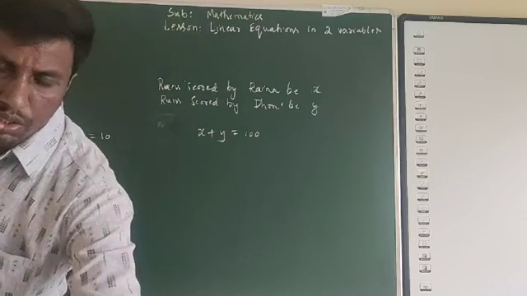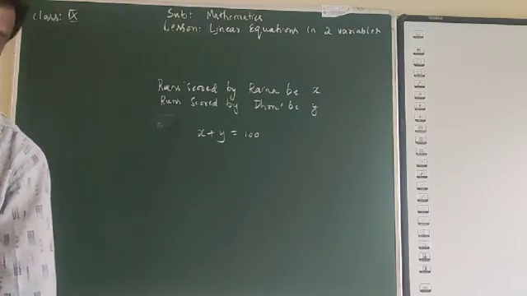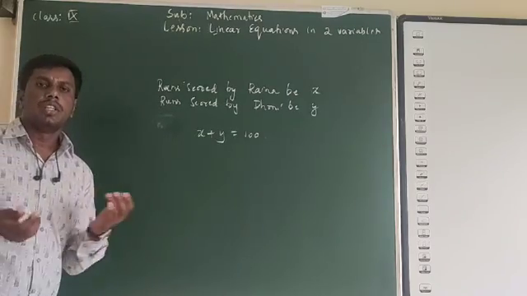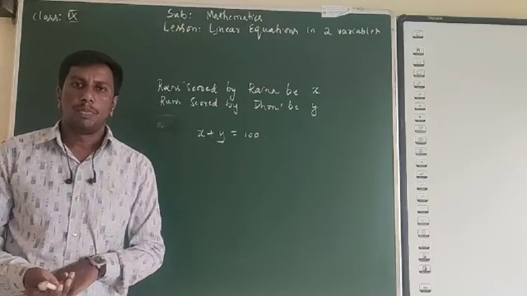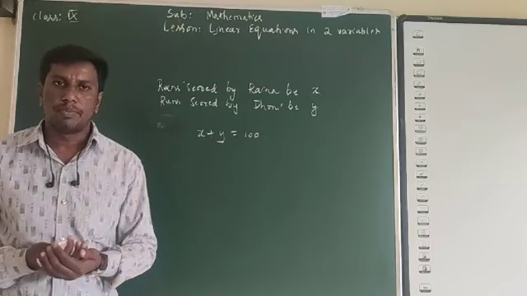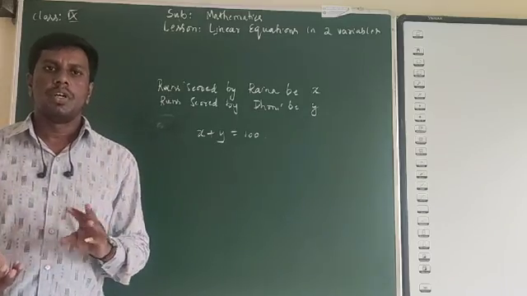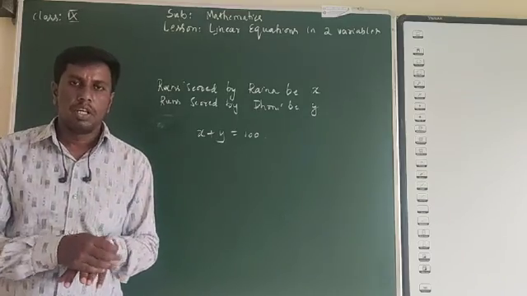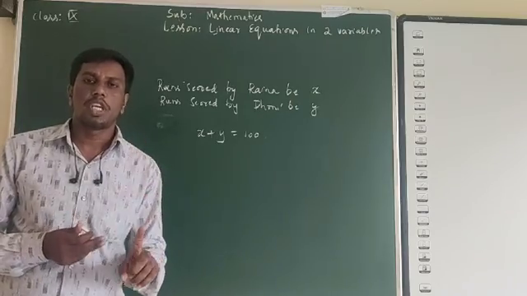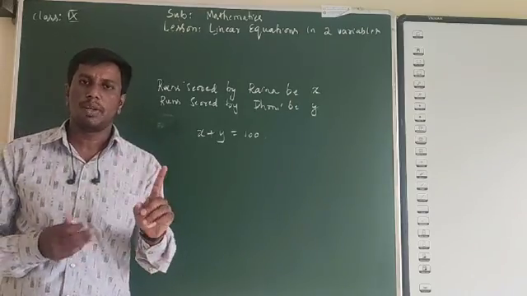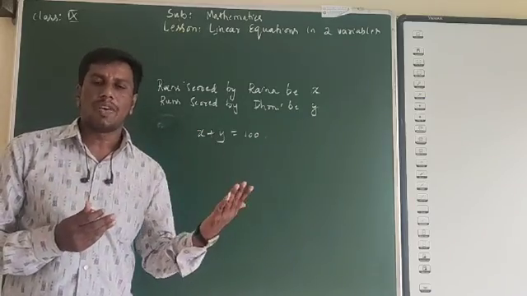Or otherwise, if you want to take a situation in linear equation in one variable, assume that the cost of 5 apples will be 30 rupees. What is the cost of each apple? Here there will be only one variable. What is that? Cost of each apple. The cost of one apple will be a variable. We don't know the cost of one apple. We know the cost of 5 apples.